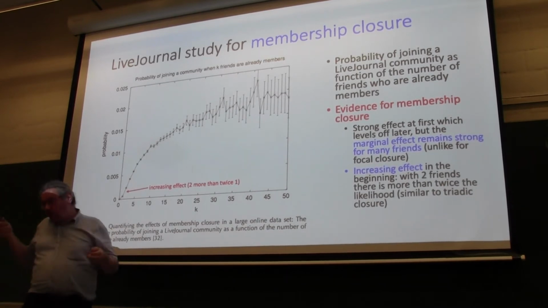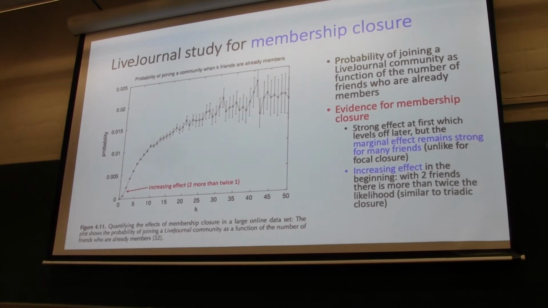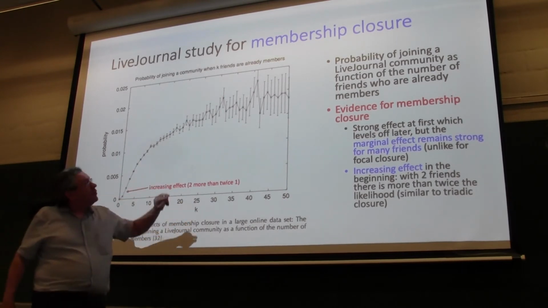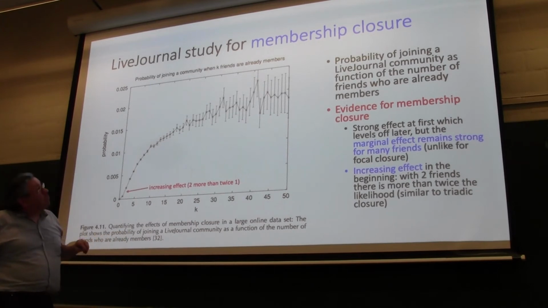Might be everyone who's interested in Harry Potter joins the Harry Potter community, you know? Something like that, or mangas or something. So the probability of joining a community, okay? As a function of the number of friends who are already members.